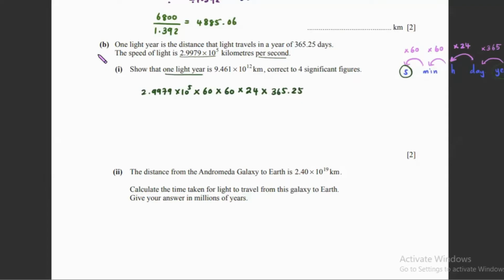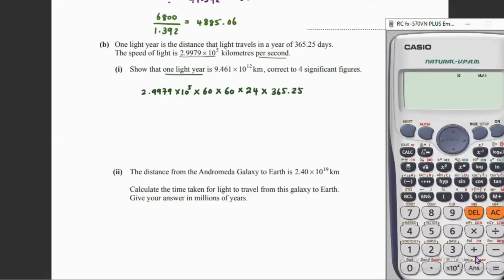So this is what I need to do. I'm going to multiply them all together and see what we end up getting. So then I'm going to put this in the calculator. So I have 2.9979 times 10 to the power 5, and then we got to times it with 60, another 60, then 24, and then we have 365.25.